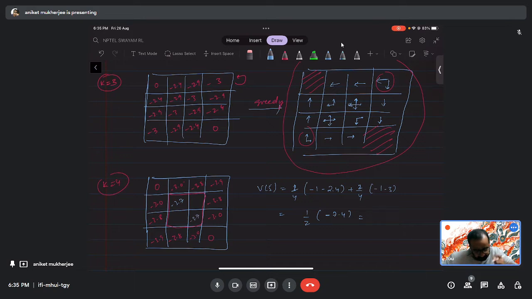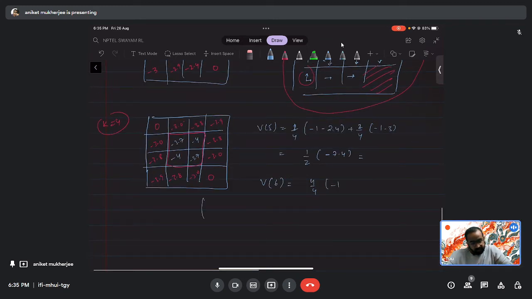What would this be? Let's calculate that. That is 4 by 4, right? It's everywhere minus 2.4. That will be 4 on each side. Negative 4. Okay, so now could you tell me what the greedy policy is?